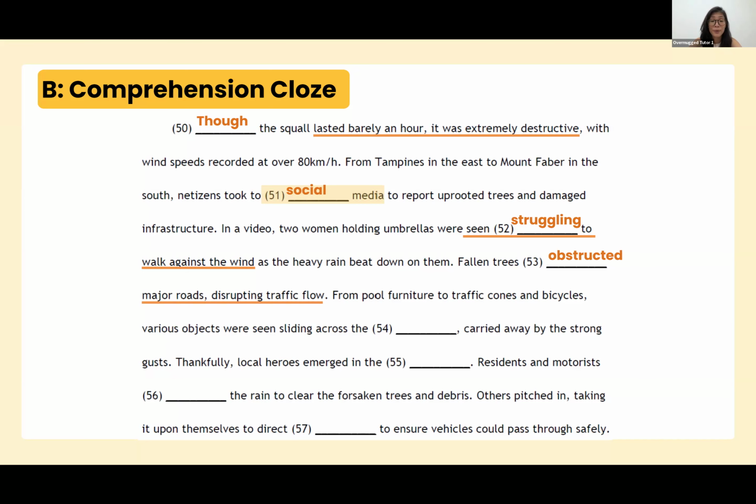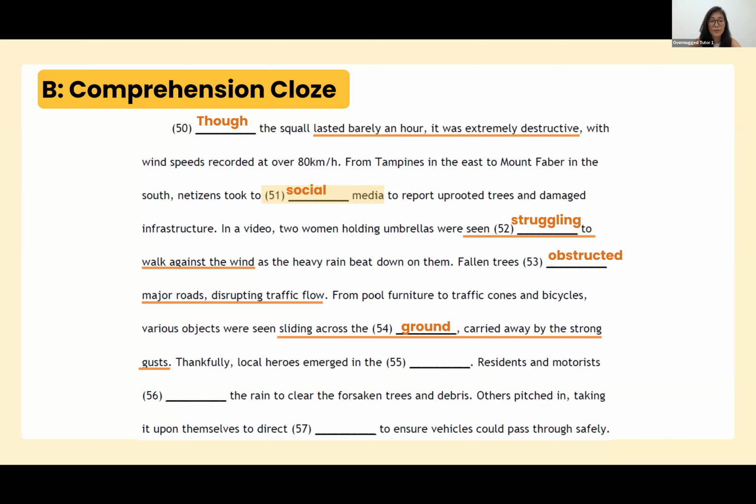Question 54. From pool furniture to traffic cones and bicycles, various objects were seen sliding across the blank, carried by the strong gusts. In this case, I don't know if you have seen those videos online or maybe even on Mothership, but you would see the pool furniture being swept by the wind and ending up in the pool itself. So all of these objects were sliding across the ground.